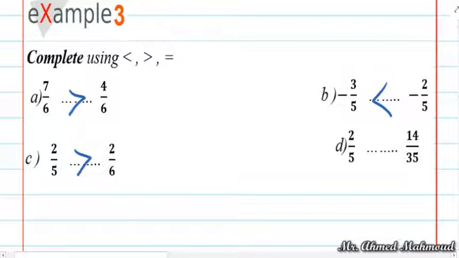Next, 2 over 5 and 14 over 35. Okay, we have two ways to compare between those two fractions. First, by looking at the two denominators, 5 and 35. 5 can be 35 if we multiply up and down by what? If we multiply up and down by 7.